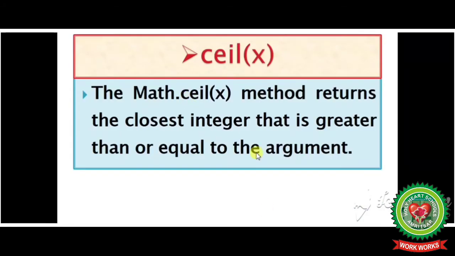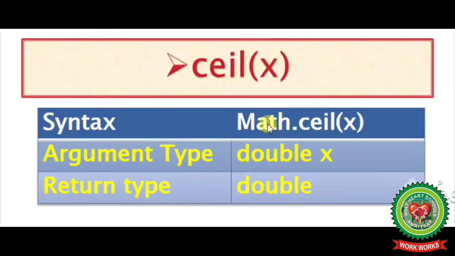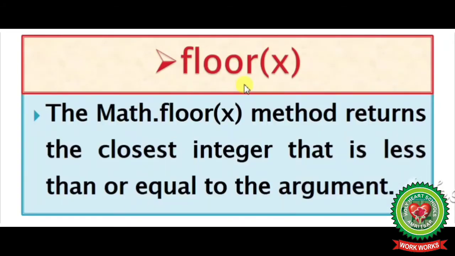The next method is Math.ceil(x). The Math.ceil method returns the closest integer that is greater than or equal to the argument. For example, if you have accepted a value that is 46.6, the closest integer that is greater than the argument is 47. See, the syntax is Math.ceil(x). The argument type is double, which means you will use the data type double, and the return type is also double, that is, with a decimal point.